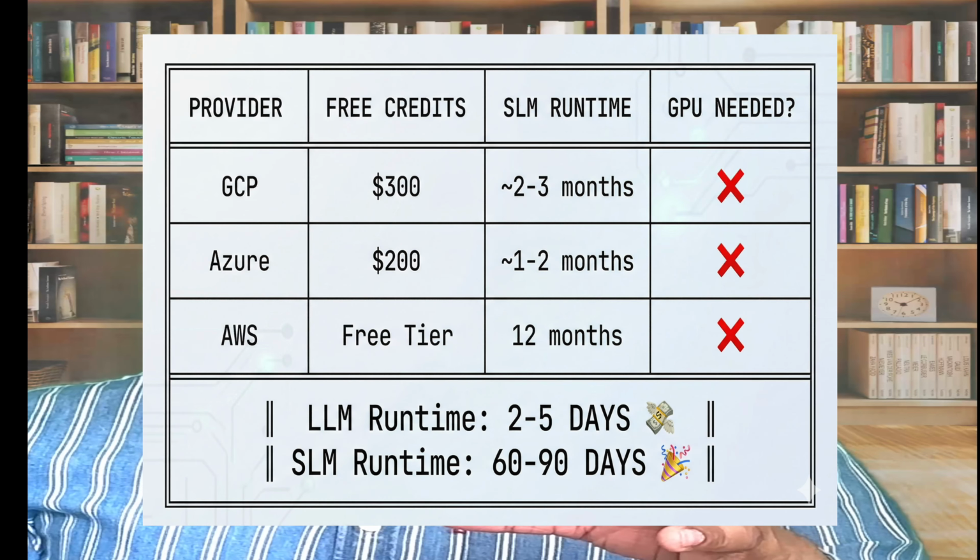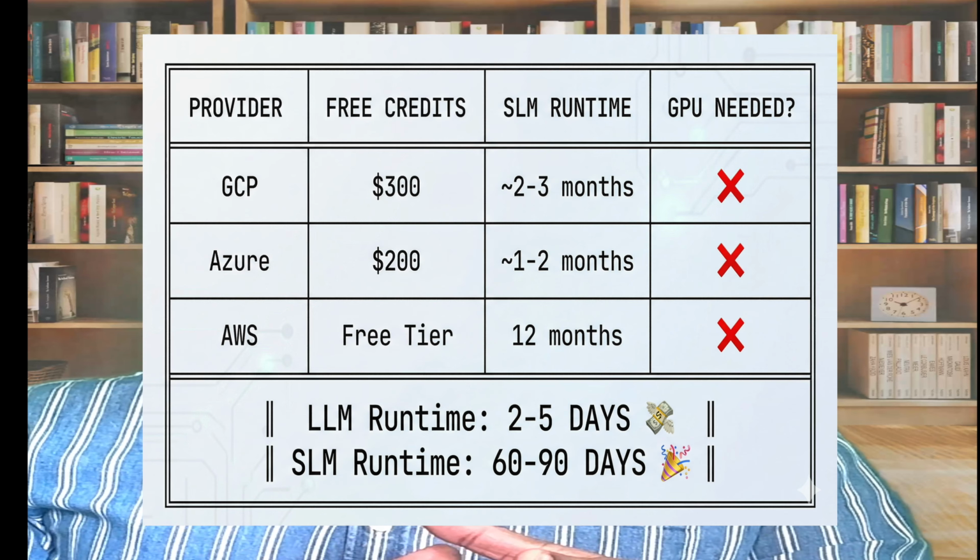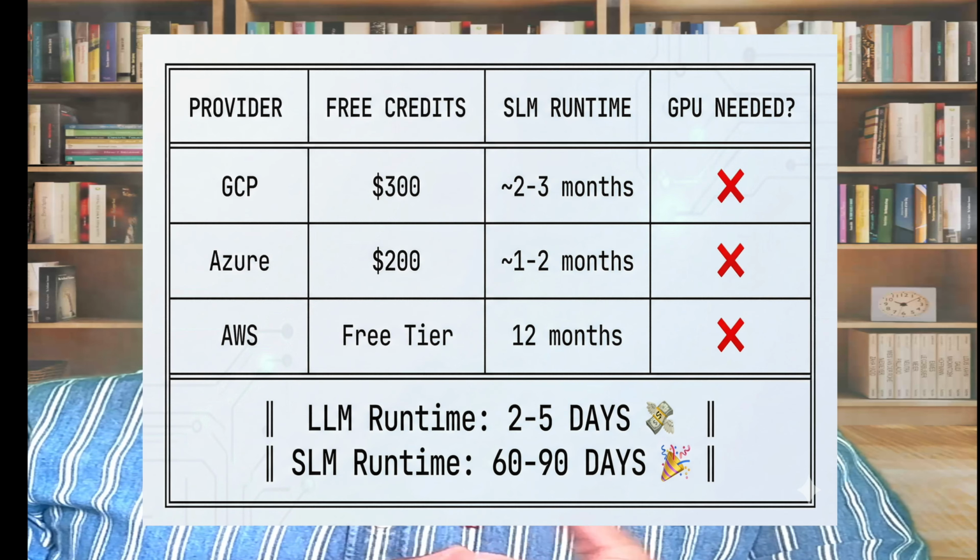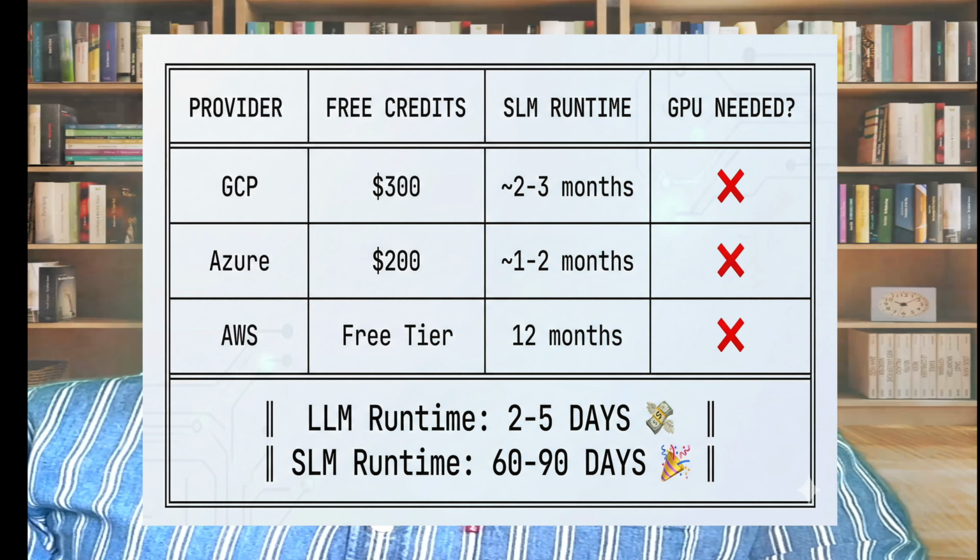Stage 2, the free cloud tier. Going online, all 3 cloud giants give free credit and have SLM-specific tiers. Google Cloud $300, Azure $200, AWS free tier. SLMs use barely any compute, so your credits last months and not days.